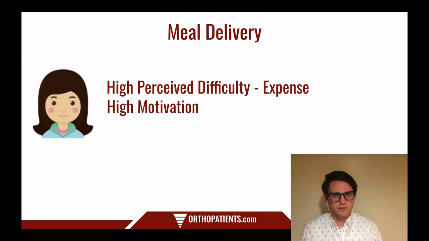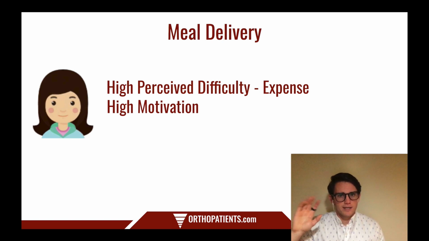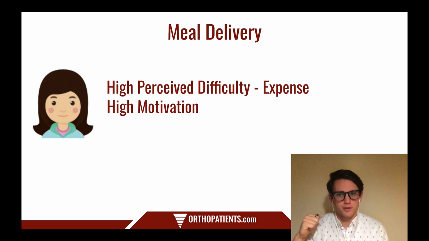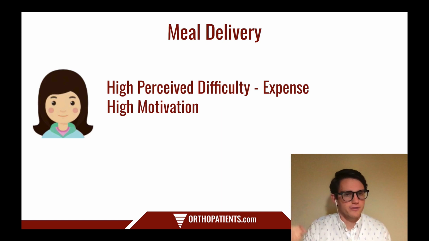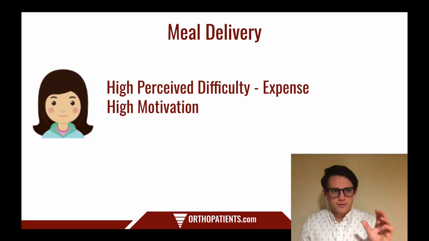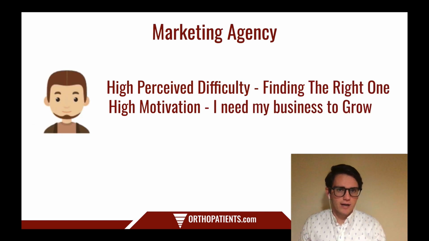So this meal delivery service is really healthy. It just delivers your food so that you don't have to think about cooking or buying food or anything like that, but it's pretty expensive. So her perceived difficulty is high because it's expensive, but she has a very high motivation because of her health condition. She knows that she needs to eat healthy. So in your ad, you'd be talking about expense and how you want to make it affordable for everyone, and you'd be offering a discount, whereas it would be different if you were looking at a different avatar.